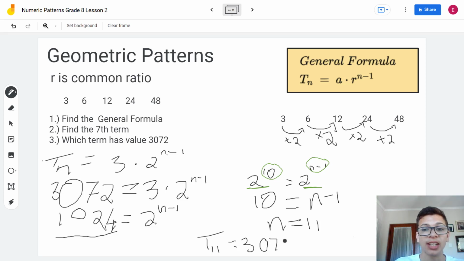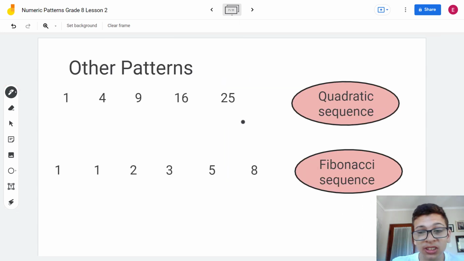And that is geometric patterns. Again, using that formula might be a bit tricky with the equations and the exponents, so make sure that you check your answer, not making any mistakes with the exponents. So now this is the hardest type, other patterns. The reason it's so hard is because we don't know the formula yet.